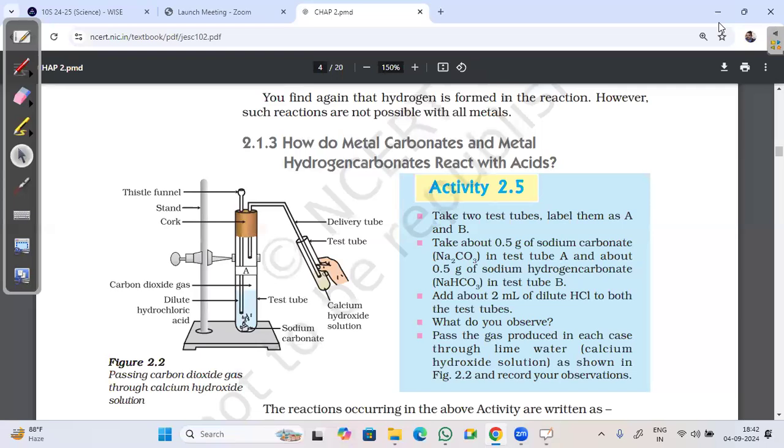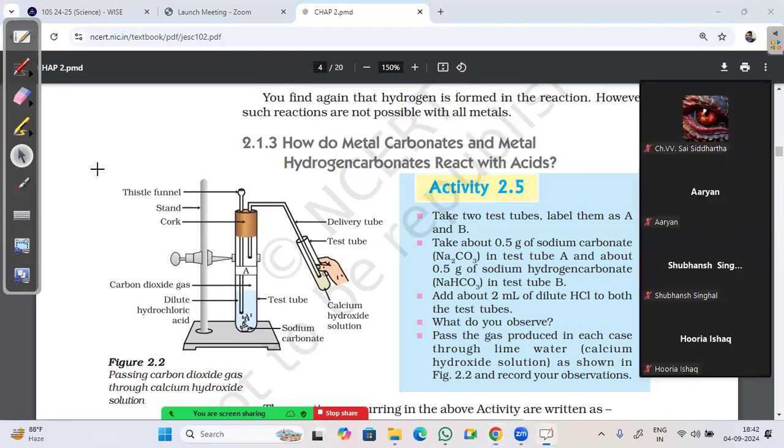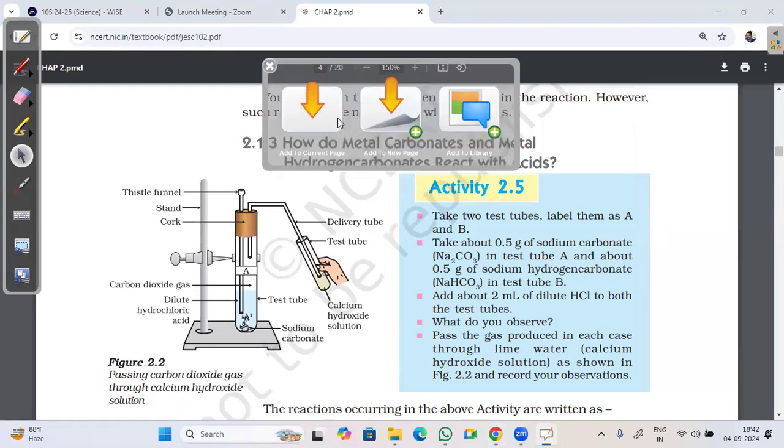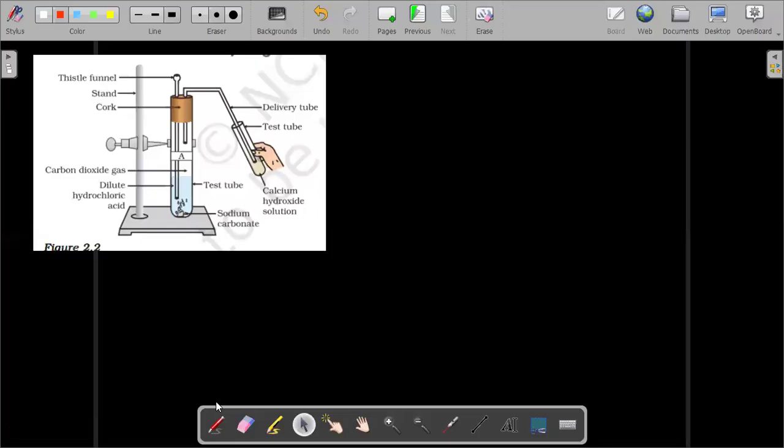Which one? Test tube A. Okay, so what are the reactions involved? Can you speak up the reaction? Sir, Na2CO3 plus HCl gives rise to NaCl plus H2O plus CO2. Okay, so just one. Now speak up your reaction.